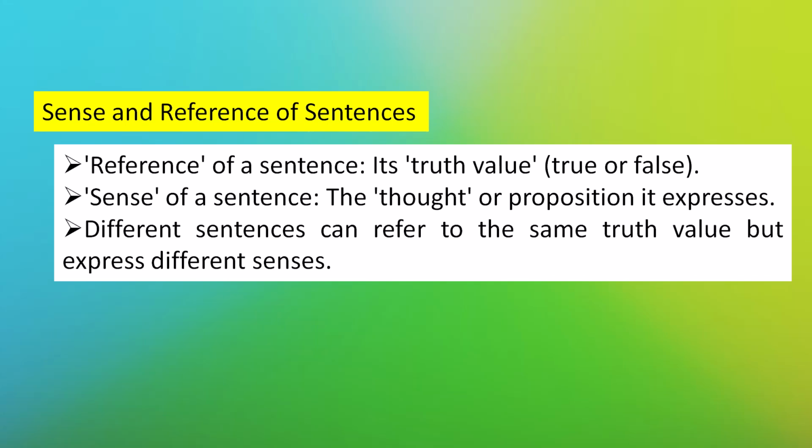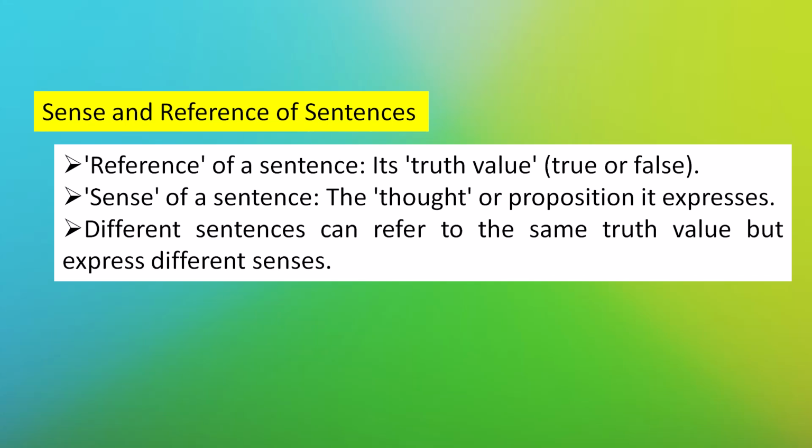He argued that the reference of a sentence is its truth value. Clear? Either true or false. The truth value is the objective fact about the world that the sentence corresponds to. On the other hand, the sense of a sentence is the proposition or thought it expresses, the way the facts about the world are presented by the sentence.